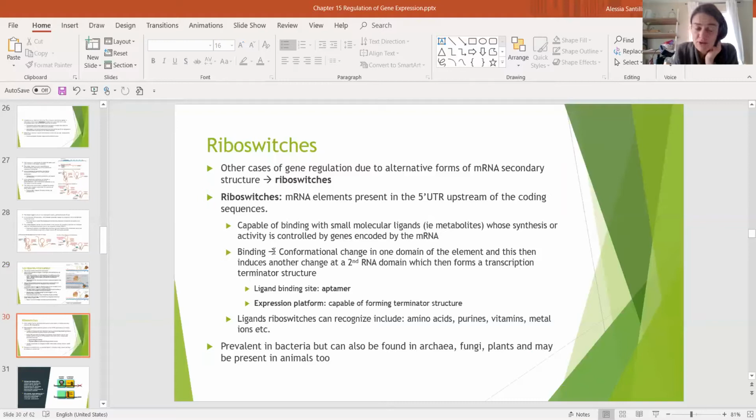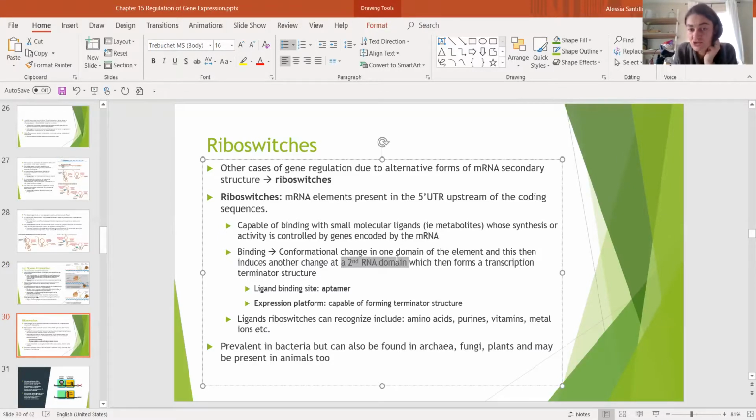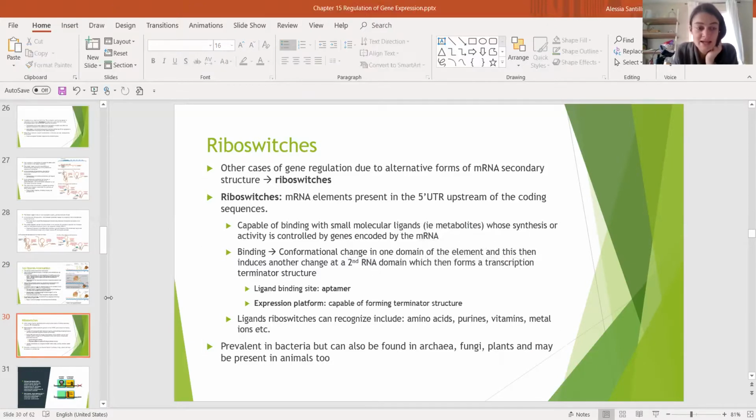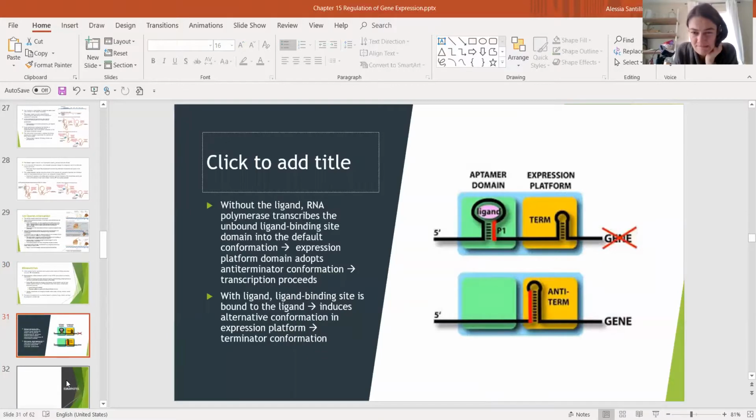So the binding of the ligand to the riboswitch causes a conformational change in one domain of the element, and this then induces another change at a second RNA domain, which then forms a transcription terminator structure. So when the ligand binds, here we go.